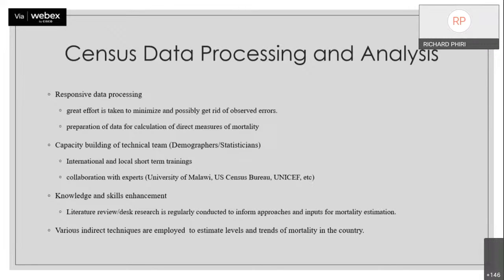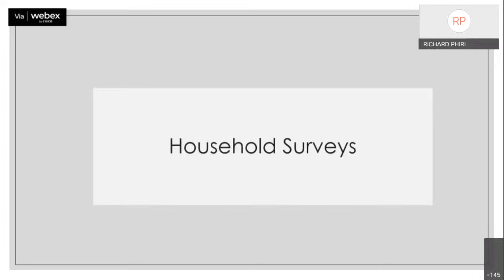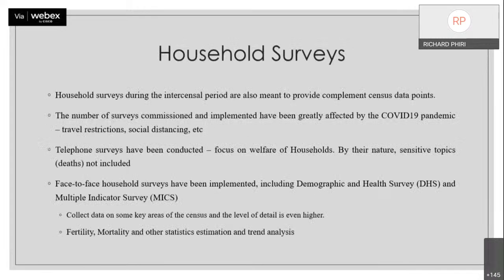And based on the data which we have, and also the level of data that we have, we decide whether we should do direct or indirect estimation of mortality from the data we collected, so that we can estimate the levels and trend of mortality in the country. Next slide. And as we are aware, we do our census every 10 years. To complement that, we also do household surveys. These surveys are done during the intercensal period, just to complement the census data.